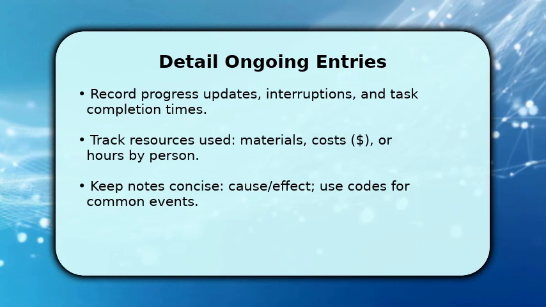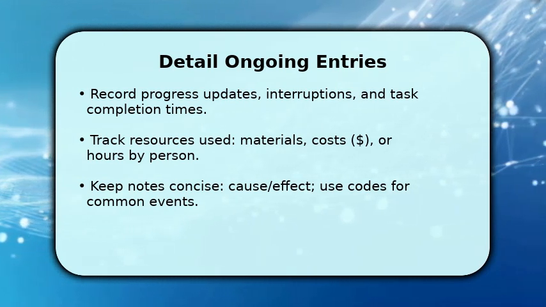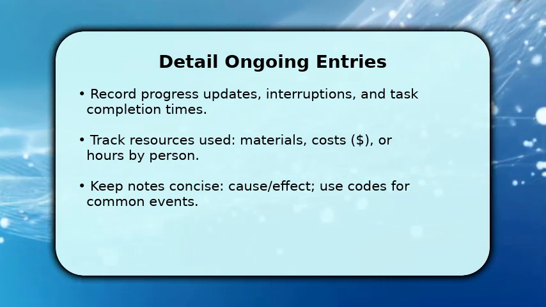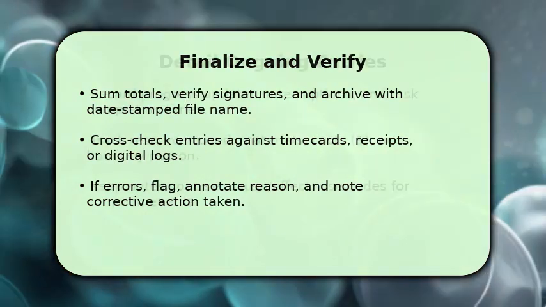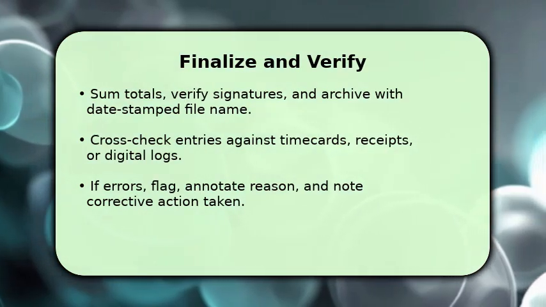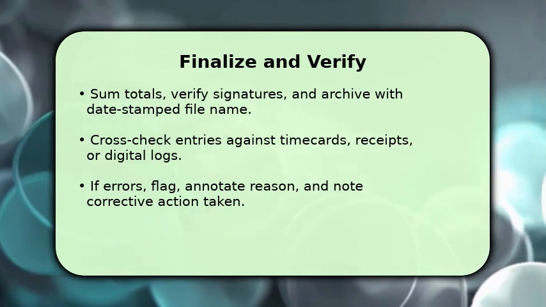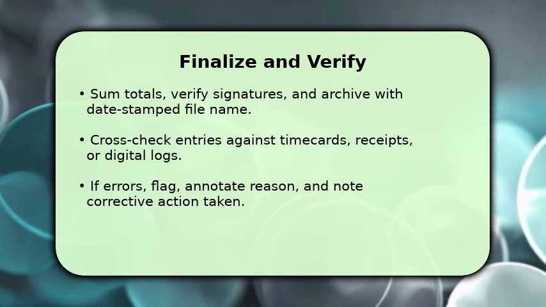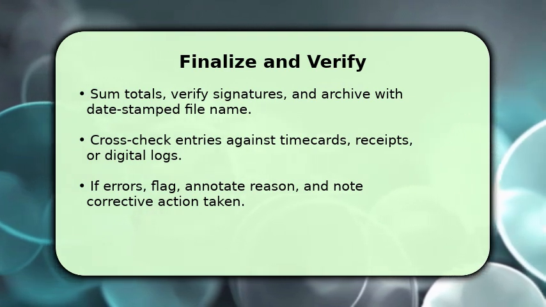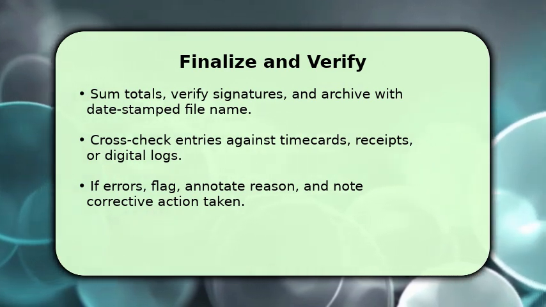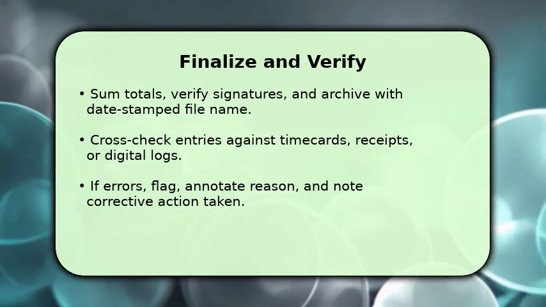To finish, calculate totals and verify every row has a signature or initials. This validates accountability. Once done, cross-check the log sheet against time cards, receipts, or system logs to ensure consistency, because reconciliation prevents downstream disputes. Then archive with a clear, date-stamped file name so retrieval is immediate.